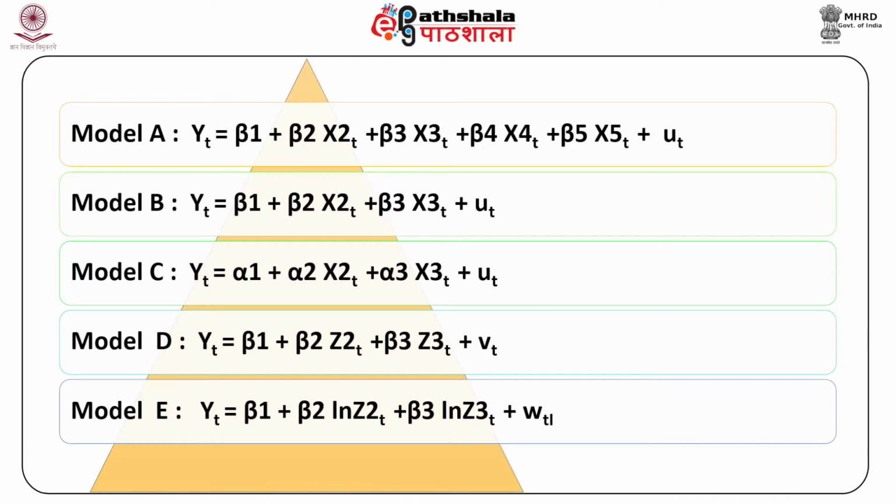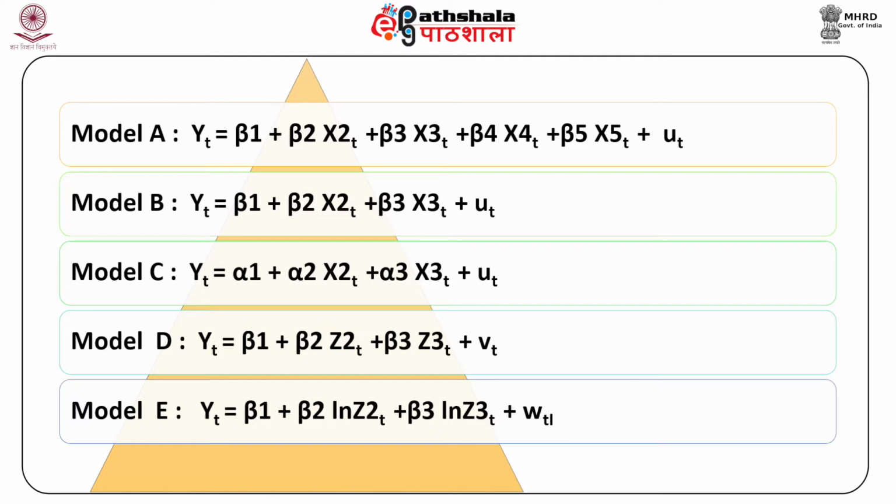Model B: yt is equal to beta 1 plus beta 2 x2t plus beta 3 x3t plus mu t. Model C: yt is equal to alpha 1 plus alpha 2 x2t plus alpha 3 x3t plus mu t. Model D: yt is equal to beta 1 plus beta 2 z2t plus beta 3 z3t plus vt. Model E: yt is equal to beta 1 plus beta 2 log z2t plus beta 3 log z3t plus wt1.